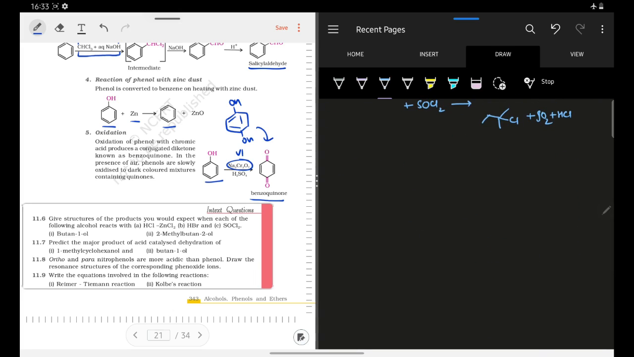Now let us move on to the second question. Predict the major product of the acid catalyzed dehydration of 1-methylcyclohexanol. So the 1-methylcyclohexanol is this one. Okay, now we have to dehydrate it.